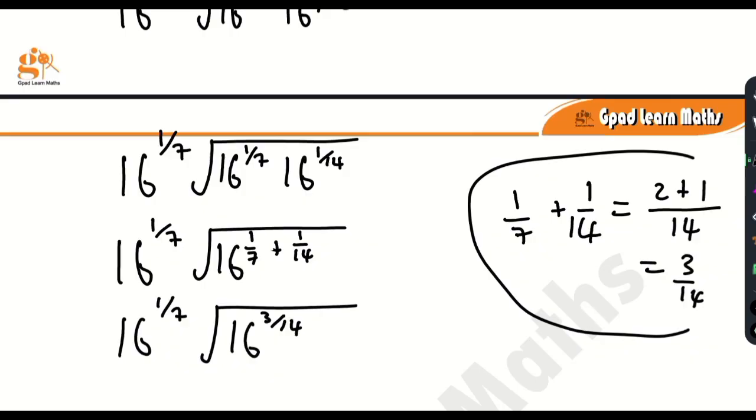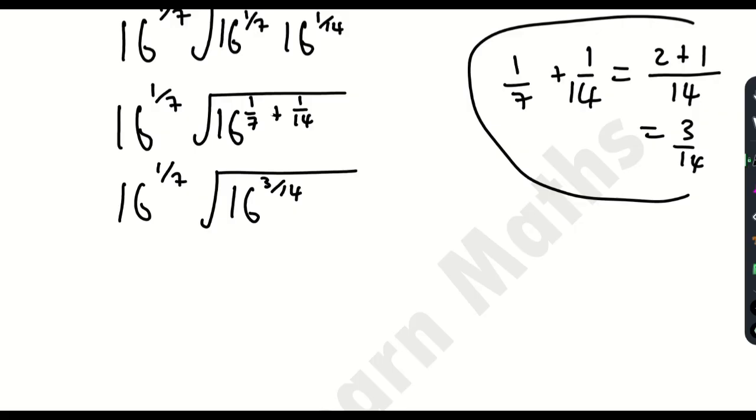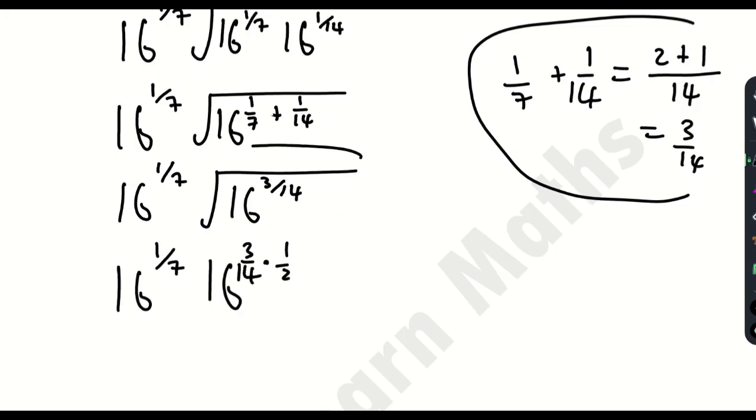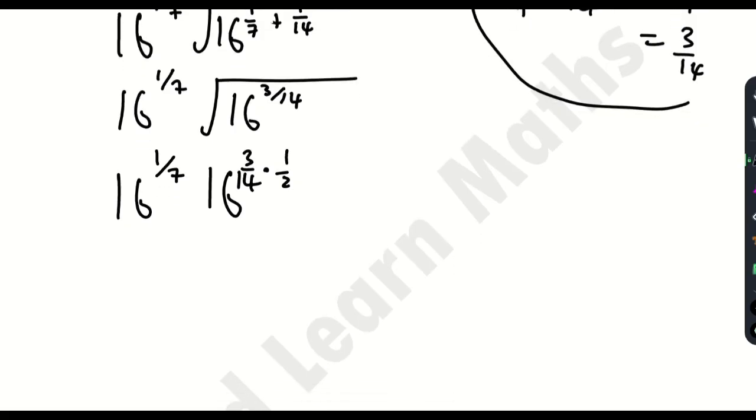Very good. So what am I going to do next now? You guessed it. I am going to remove this square root and express it as an exponent of 1 over 2, like I did earlier. So I'm going to rewrite this as 16 raised to the power 1 over 7, then times 16 raised to the power 3 over 14 times 1 over 2, because I no longer wrote the square root. I have rewritten it as an exponent of 1 over 2. Very good. So what am I going to do next here? I am going to multiply these two fractions.